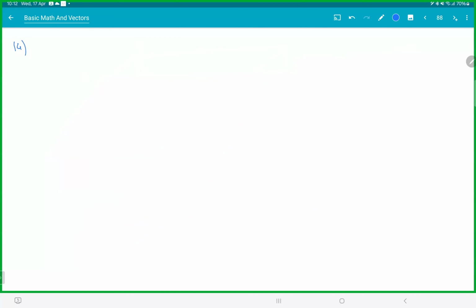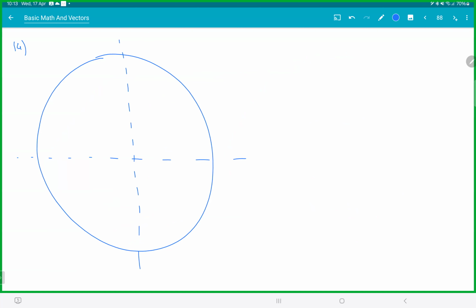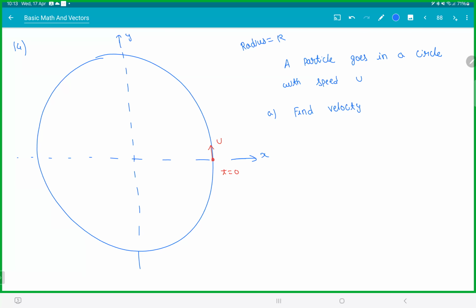Last one for the day. So this is the x-axis. This is your y-axis. Radius is r. So we have a particle here which is going along the circle with speed u, starting at t equals 0. If you remember, last time I taught you how to find the position vector. The particle goes in a circle with speed u. So first thing, find the velocity vector at time t. Velocity vector means I want u something i cap, u something j cap. After time t, this particle will reach somewhere here. So I want i cap and j cap.